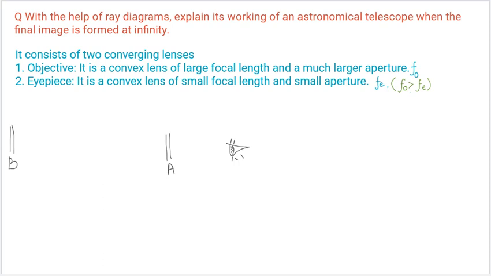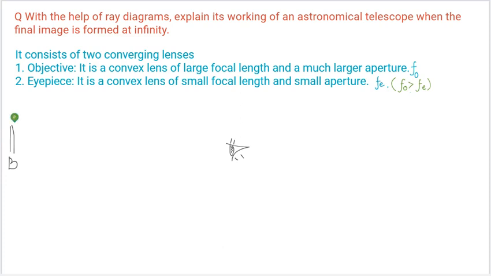Now my point is that if you look at these two objects, your object A and your object B, in which case will it be more stressful on your human eye? It will be when you are observing your object A. So usually your astronomical telescope is adjusted so that the final image is formed at infinity, so that it becomes less stressful to our eye. Such an arrangement is also known as the normal arrangement.